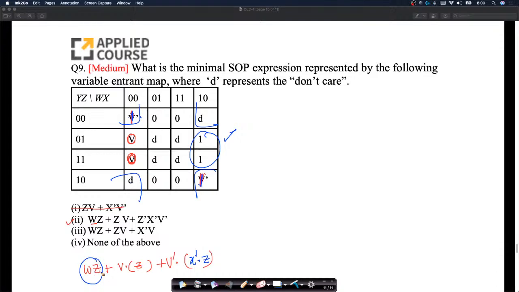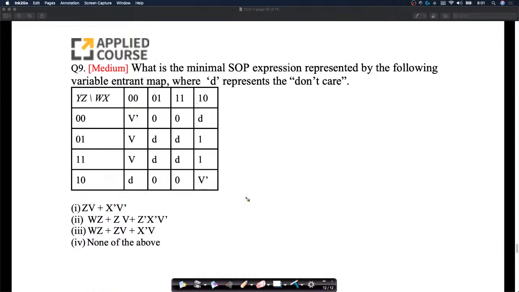So the final expression that you get is WZ plus ZV plus V dash X dash. One second, why is it Z dash? One second, did I mix it up? Oh yeah, it should be Z dash. I'm sorry, because Z equals 0 here. So Z equals 0, so it should be Z dash. So option 2 is the right option here.